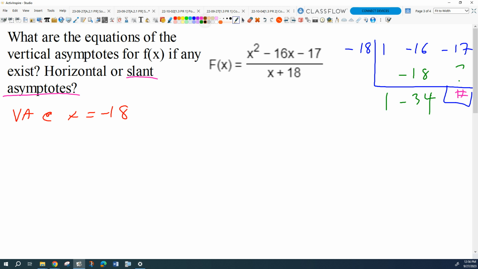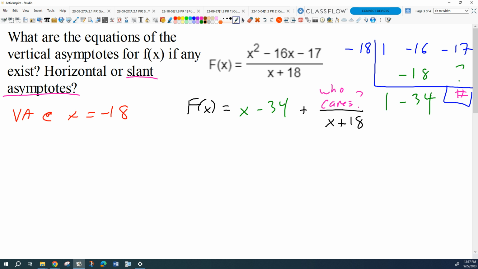So f of x then, we could break it into 2 parts. What's the polynomial part going to be? X minus 34 plus the remainder, who knows, right? Some number. We don't care. Over x plus 18. But we don't really need that part, do we?